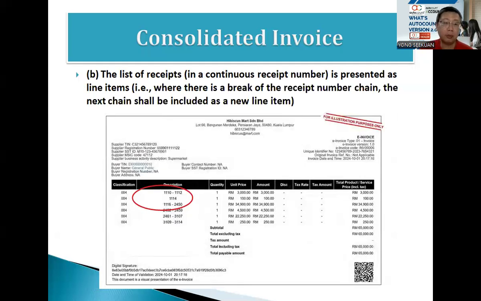What is the meaning of list of the receipt? You see on the circle given, in the December receipt, you see 1110 until 1112, then certainly you won't list up the 1113. After that, then 1114. And then after that, missing the 1115, then continue to another range of the invoice. So why will you do it this way?